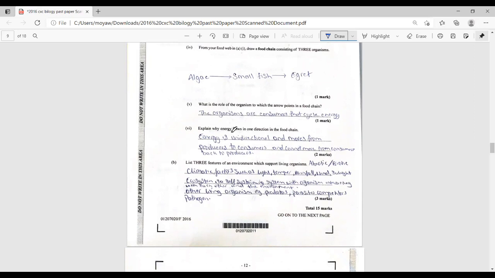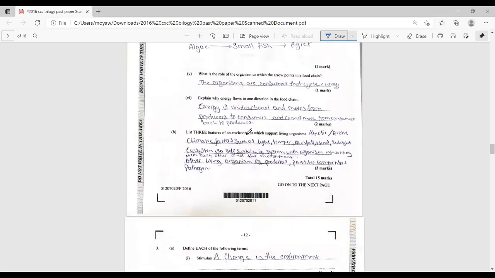So explain why energy flows in one direction in the food chain. Energy is unidirectional, and it moves from producers to consumers and cannot move from consumers back to producers, mainly because you would have eaten your producers. But yeah, so it's unidirectional. Unidirectional means it only goes in one direction, it doesn't go back. And that's why I have here from producers to consumers and not the other way around, not from consumers to producers. And as I mentioned, that's mainly because we normally eat our producers, so we can't give them back the energy.